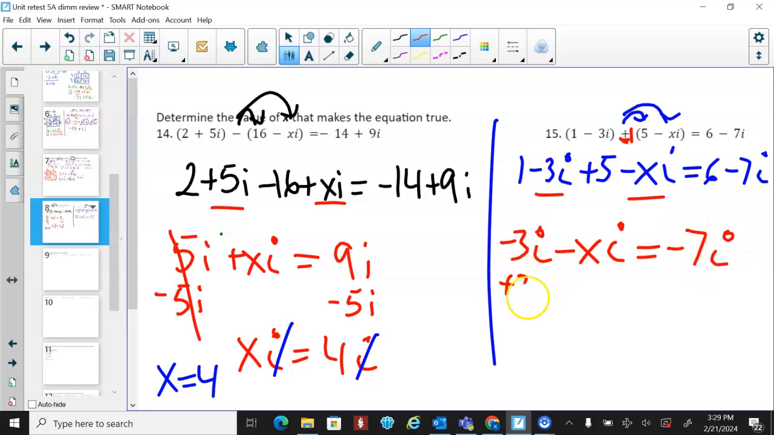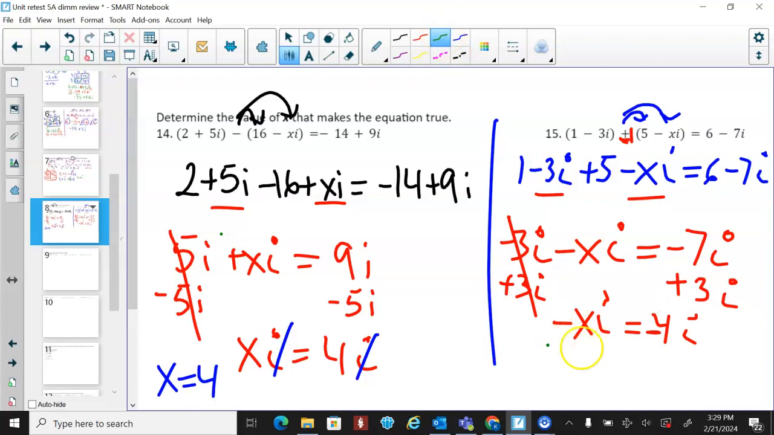So I'm going to add 3i to both sides. It's being weird. All right, this is going to zero out. I'm going to have negative xi now equals negative 4i. I forgot it was negative 7. And now I'm going to divide both sides by negative 1, or you can do negative i, either or. All right, so these negatives will cancel, so x will equal 4 again. The i's will cancel as well. Okay?